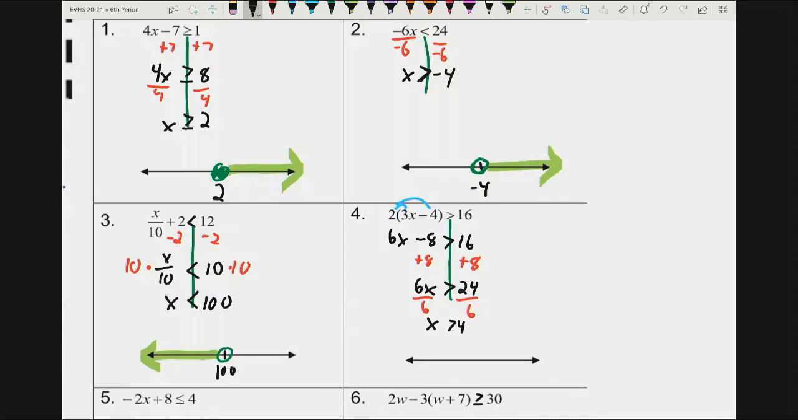Again, the special rule is not invoked because of it being positive. X is on the left, so I'm okay. Circle the 4. Leave it open because it is not equal to, and then greater than goes to the right.